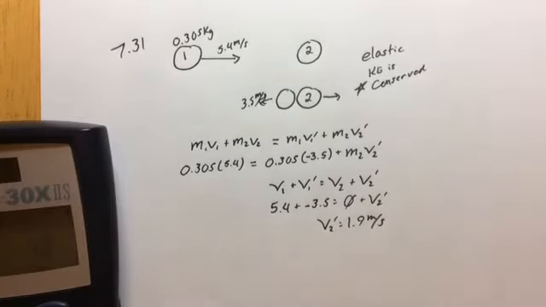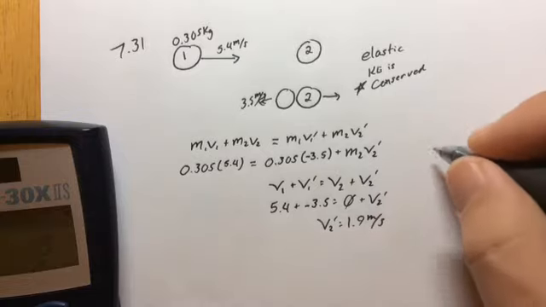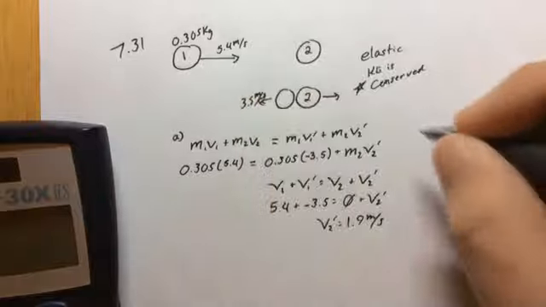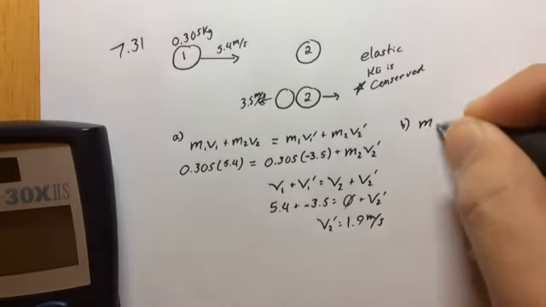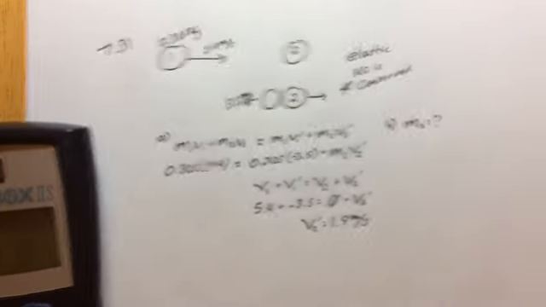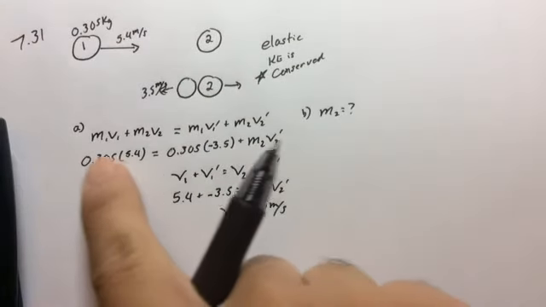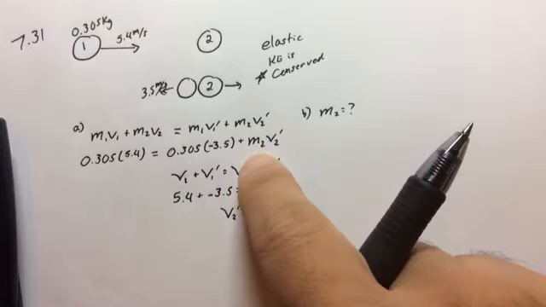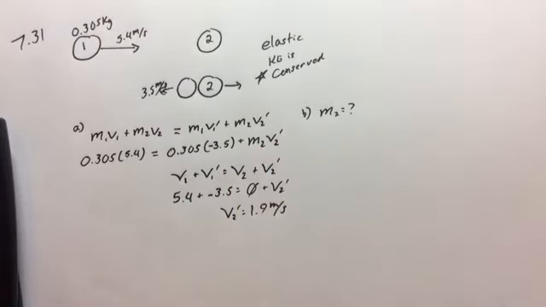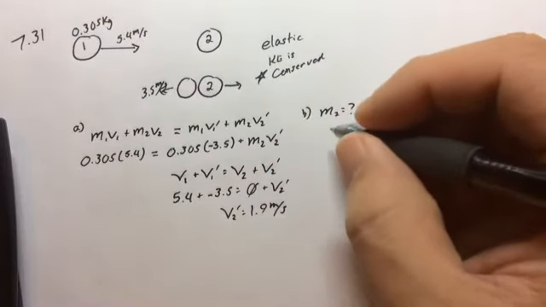That's part A. Part B asks you for a little bit more. Calculate the mass of the target ball. So this is part A, and part B is looking for the mass 2. What is it? Well, we got it set up already. It's all right here. We can find mass 2 if we knew V2 prime. We know that now.